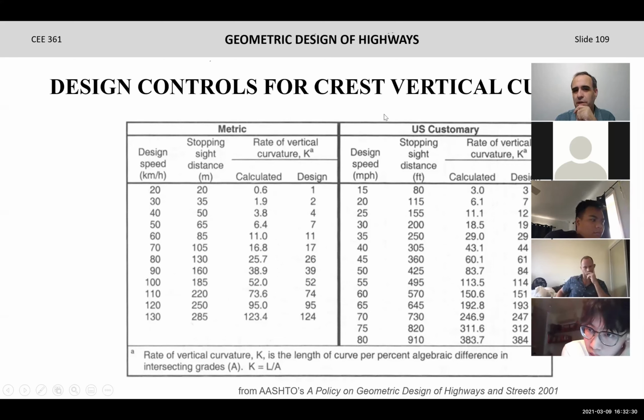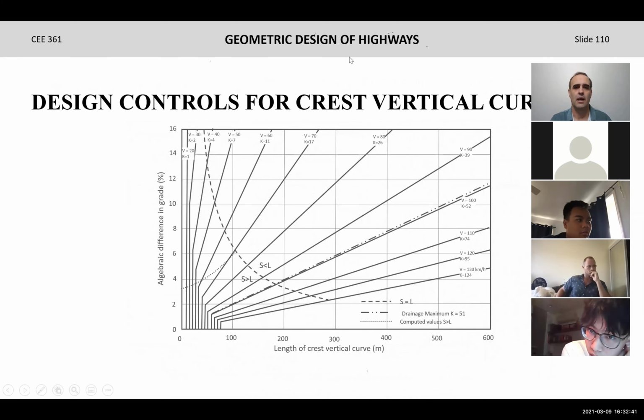So there's one chart like this for crest, another one for sag vertical curves. They are basically the same thing except different numbers. And the other thing that I skipped the other day was this chart, which appears in the manual and simplifies all this. So this is something that you would have inside a program, or you would use it like this.